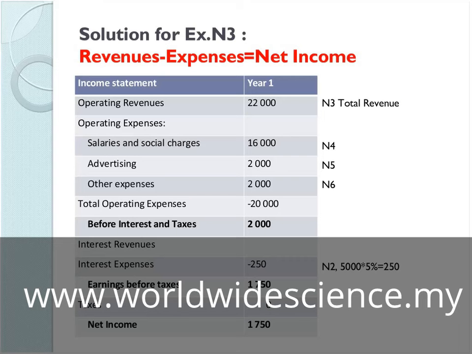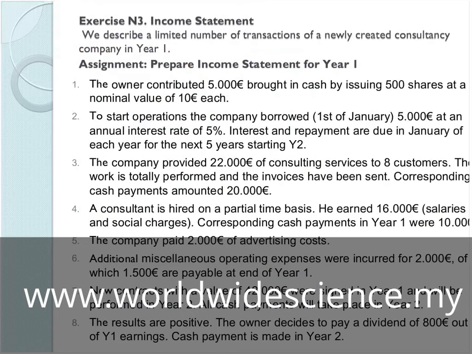We are shown the total revenue from transaction number 3. Here, as you remember, we have as a company provided consulting services to 8 customers, and our total revenue will be 22,000. Some of you put 20,000. 20,000 we put only in the balance sheet, on the trial balance.